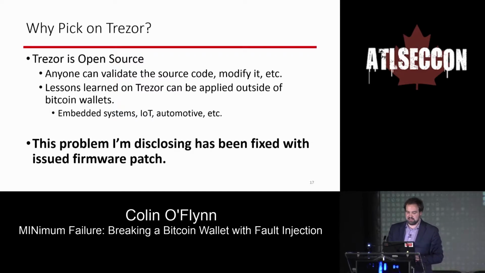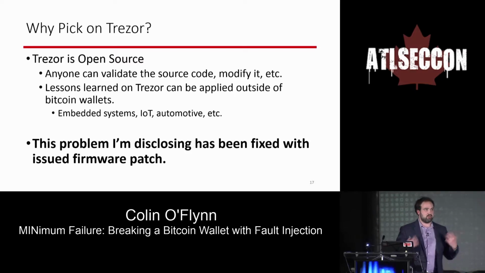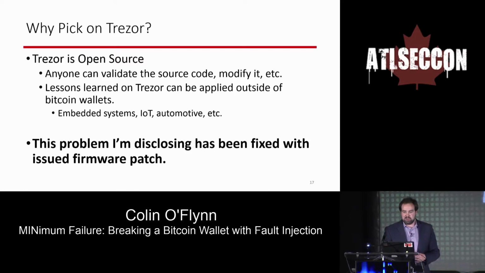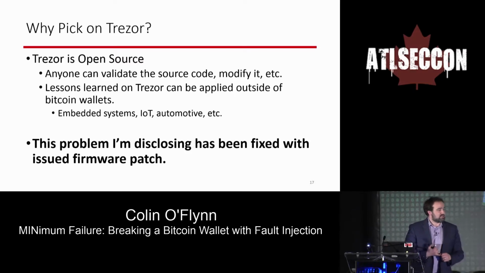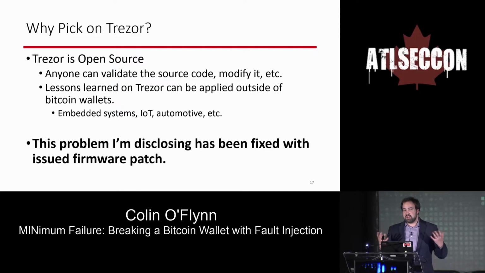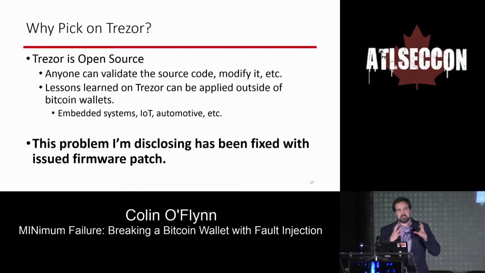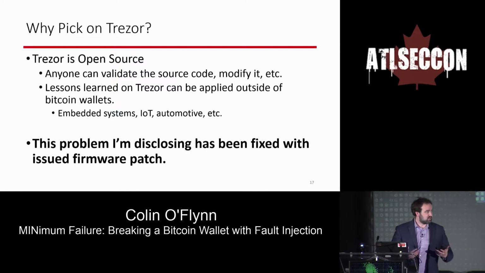This device is actually really nice because it's open source. So you can take the device, modify the source code, reprogram it, do whatever you want. It also means lessons learned on the Trezor can be applied outside of just Bitcoin wallets. Much of the source code they're using is reused in other areas. So it's actually a pretty nice target because it's a really good device to learn lessons on and to talk about embedded security in general.